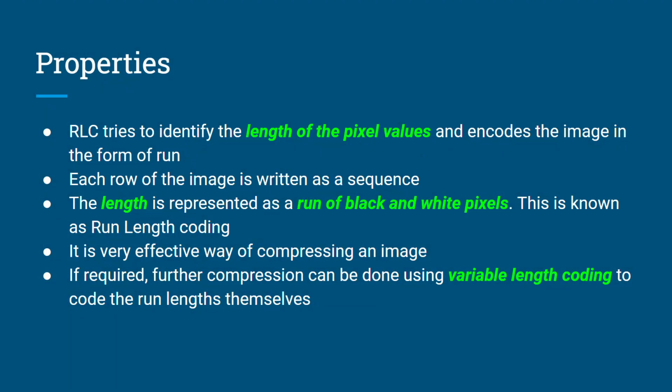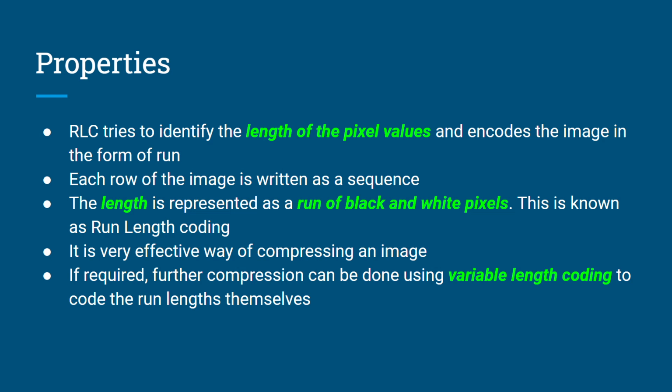At the same time, there are certain important points about run length coding. Run length coding tries to identify the length of pixel values and encodes the image in the form of a run. Here, each row of the image is written as a sequence. We will get to this point further in the video with an example, where we will know how the image is written as a sequence. Next point: the length is represented as a run of black and white pixels. This is known as run length coding.